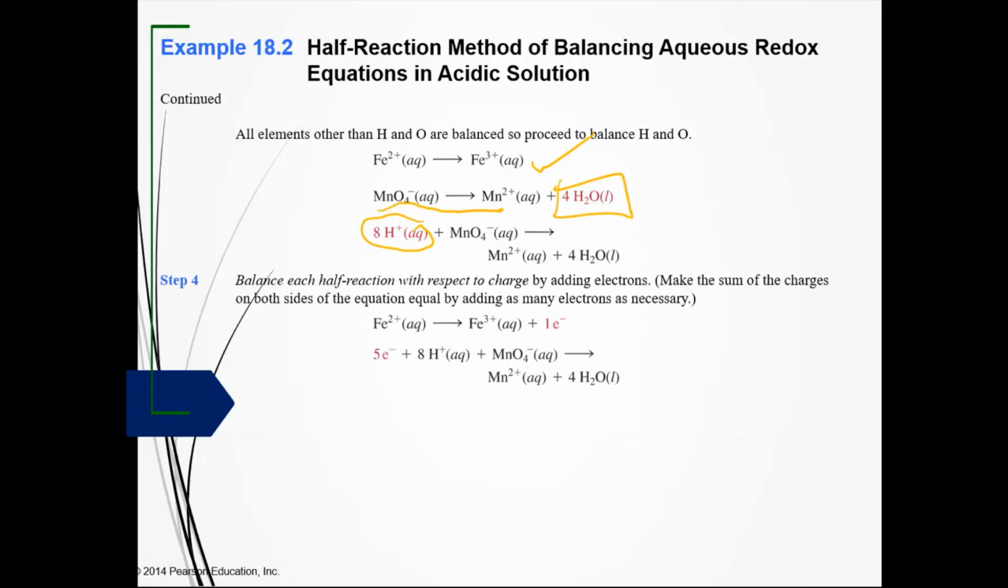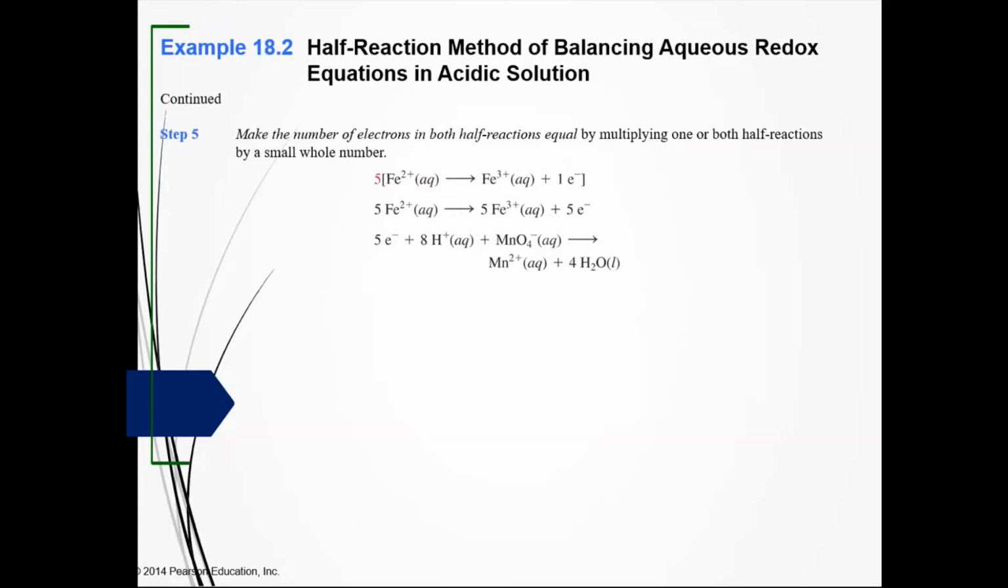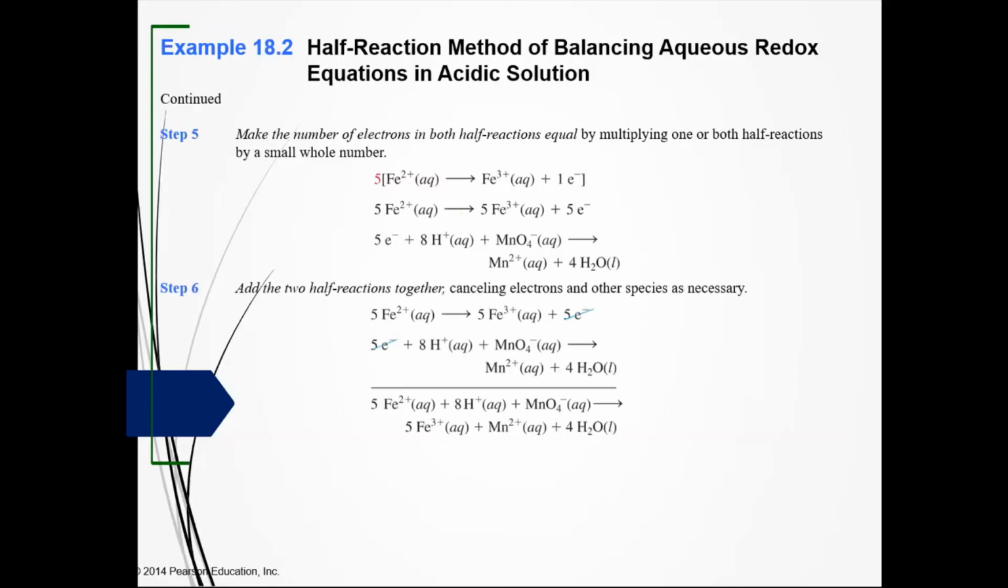We have our 8 protons and our manganese going to our manganese +2 ion and the 4 waters. We do need to add in our electrons, so we know that we produce 1 electron through this oxidation. We need 5 electrons for that reduction. And so if we want to balance those, then we know that we need 5 times as much of that iron oxidizing as we do for that reduction of that MnO4. So overall, we need 5 times of that. We can add those two half reactions together, and so we get this balanced equation down here.